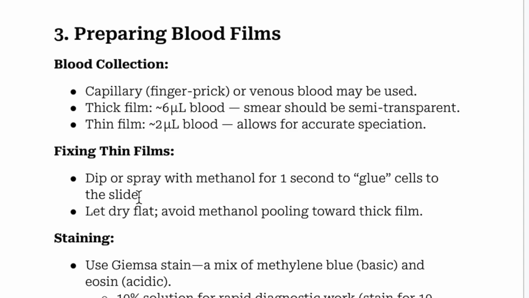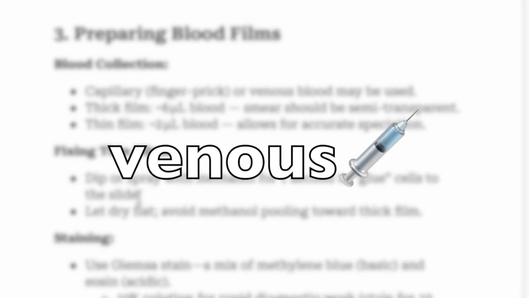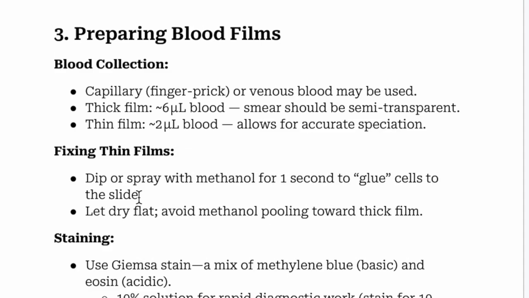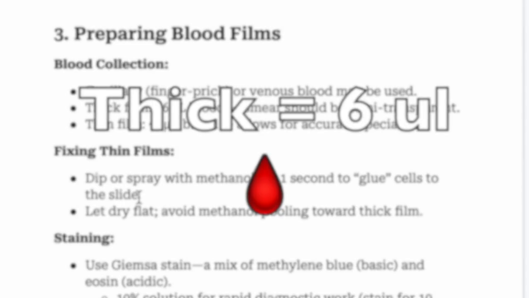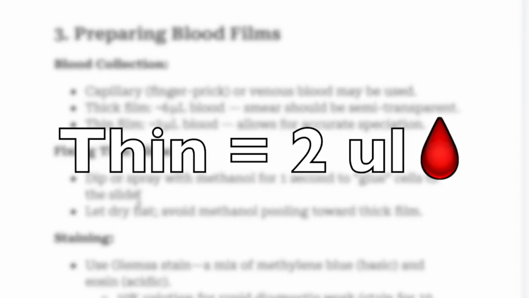You can do it in two ways. You can collect the blood via capillaries, so this is your finger prick, or you can do venous blood collection, where you actually put a needle into the vein and collect the blood. If you're preparing a thick film smear, you're going to use 6 microliters of the blood, but if you're doing a thin, then you use 2 microliters.